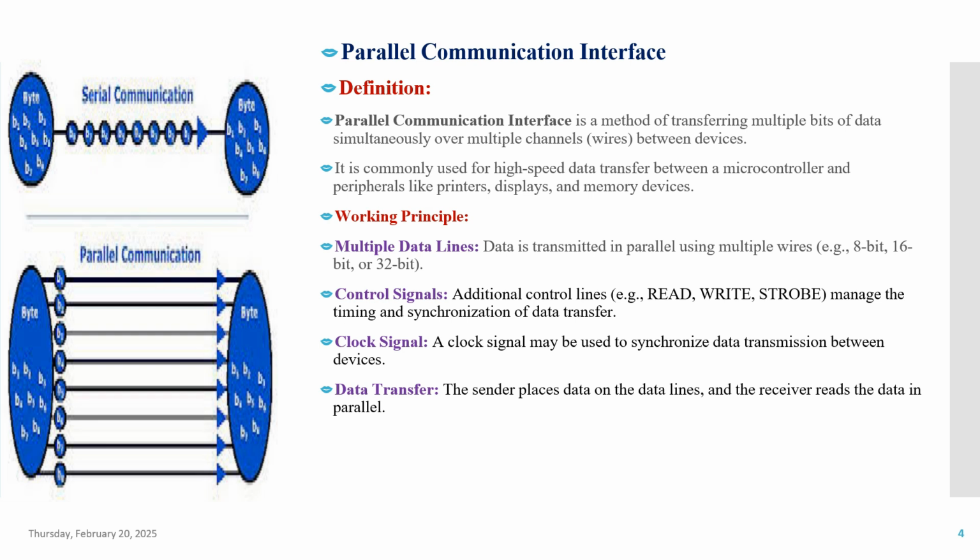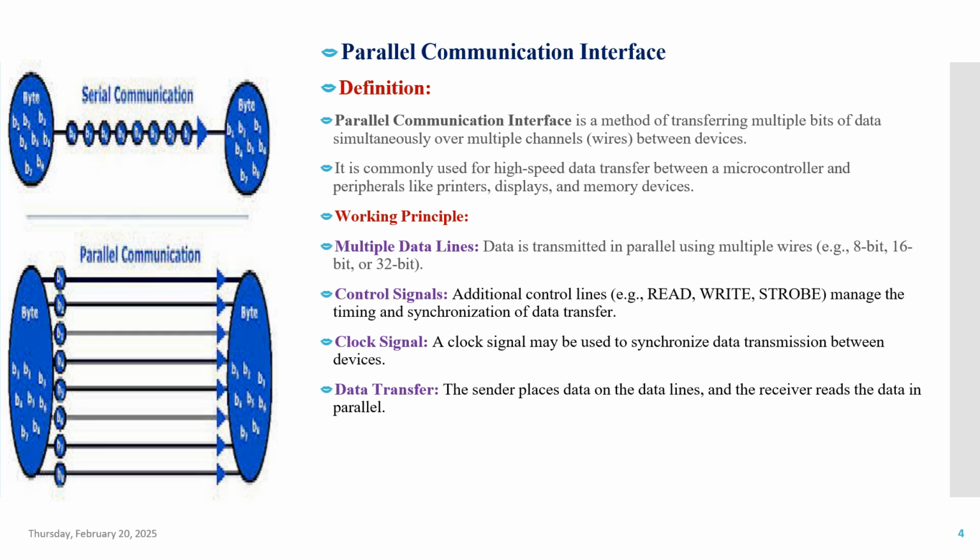What is the importance? It enables faster data transfer rates compared to serial communication, making it suitable for applications requiring high bandwidth. So, what are the working principles of the parallel communication interface? First one is multiple data lines. Data is transmitted in parallel using multiple wires, that is 8 bit, 16 bit, 32 bit, transferring 1 byte, 2 bytes, and 4 bytes at once simultaneously.